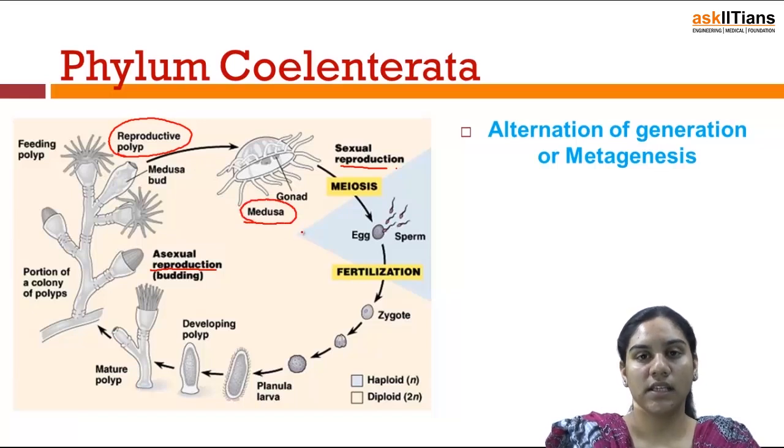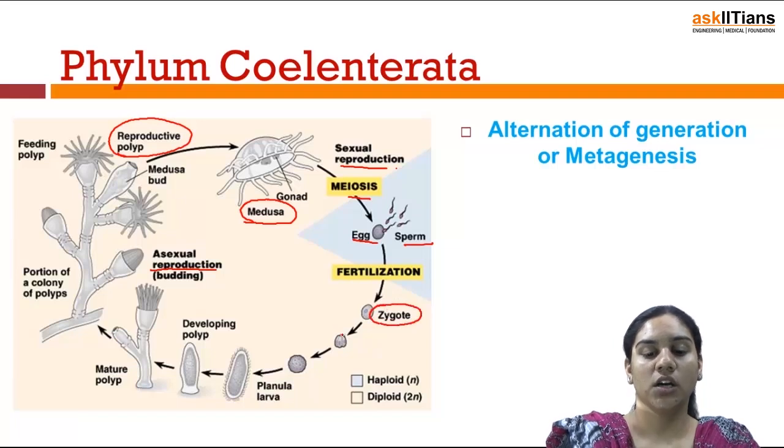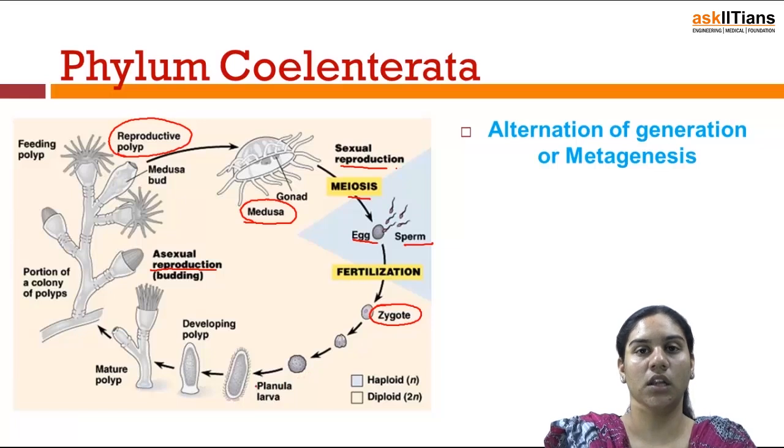In the medusa stage, sexual reproduction occurs, and by the process of meiosis, egg and sperm are formed. The fusion of the egg and sperm, which is known as fertilization, forms the zygote, which after development forms a planula larva. So the larval stage of coelenterates is known as the planula larva.